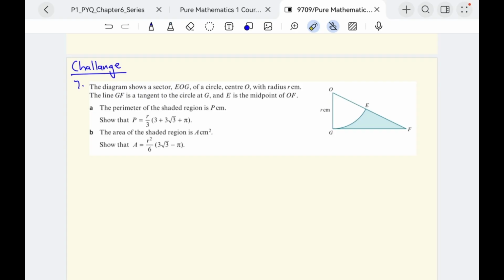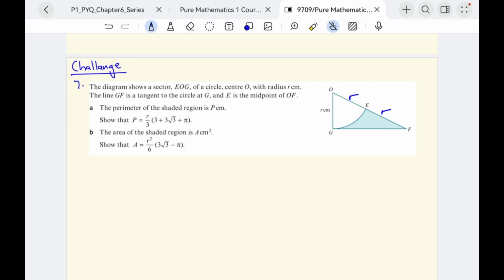It is not necessary to draw the whole circle, but it shows that the sector EOG can be formed from a complete circle with radius r. Line GF is tangent to the circle. So it tells you that OG is perpendicular to GF, and E is the midpoint of OF. In a circle, the radius is always constant, so OE is r, as well as EF is r.